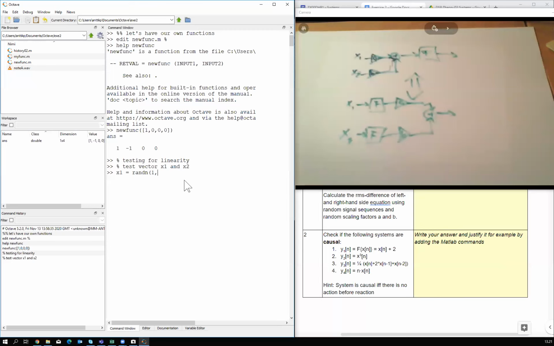So, a 1 times 100 matrix of random values. And by the way, this is not a mathematical proof. It's an engineering proof.